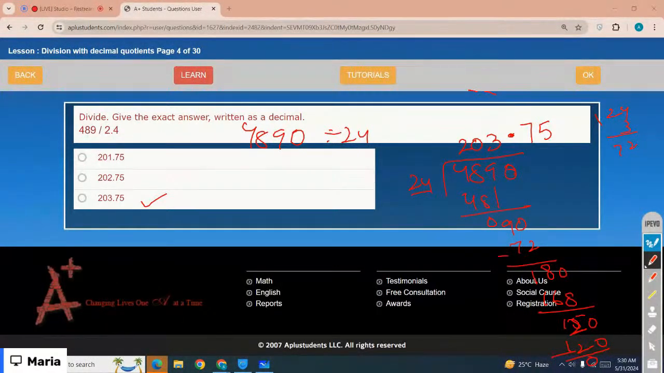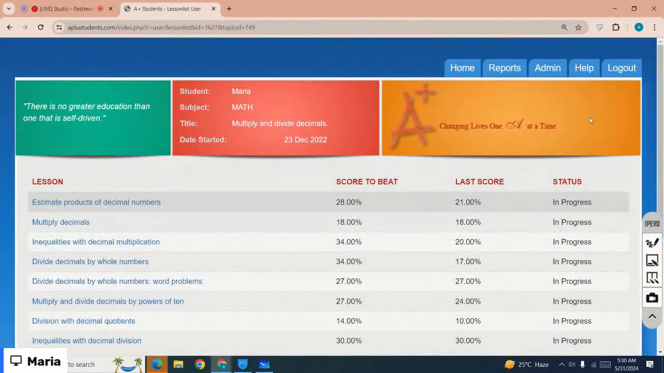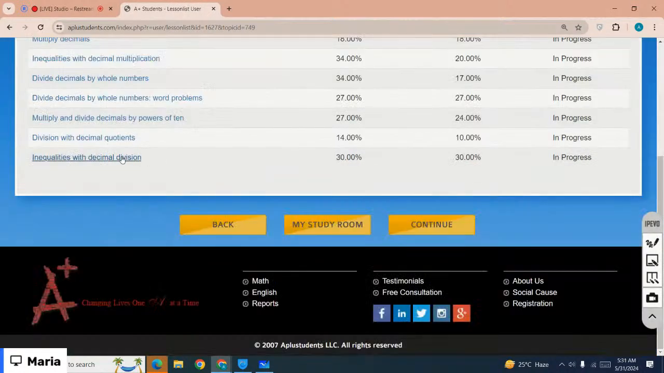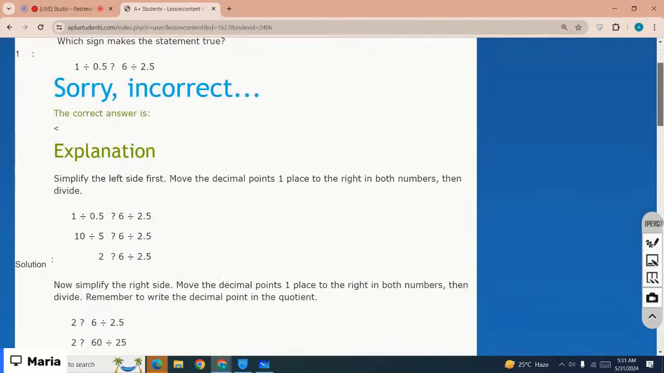Okay, you can complete the lesson by yourself later today. Let me just move on to the next lesson. The next lesson is inequalities with decimal division. Which sign makes the statement true? 1 divided by 0.5 and 6 divided by 2.5, right? So let's just see how we divide.